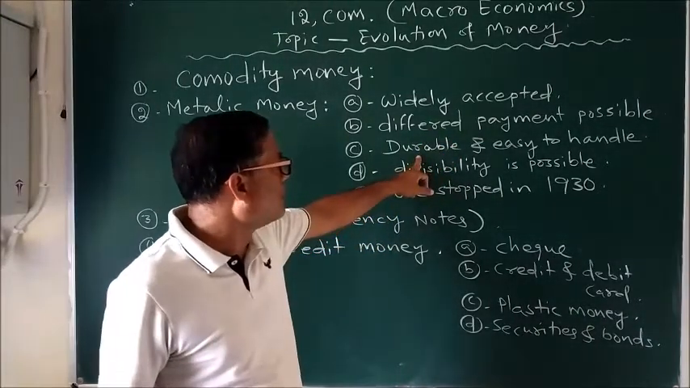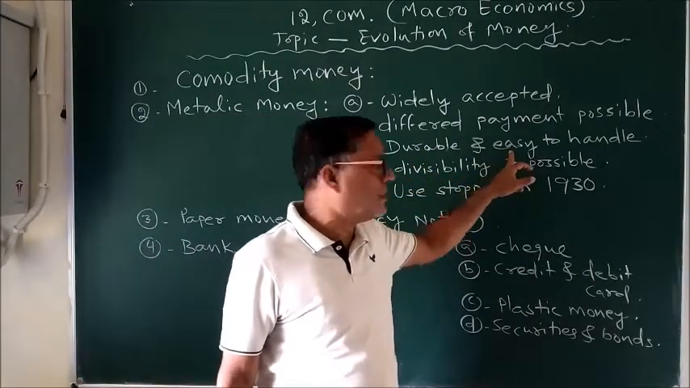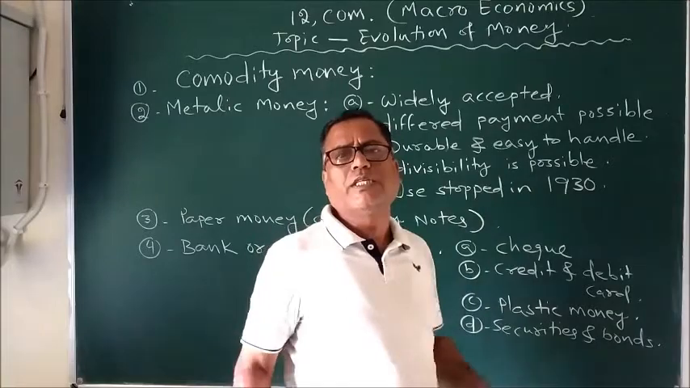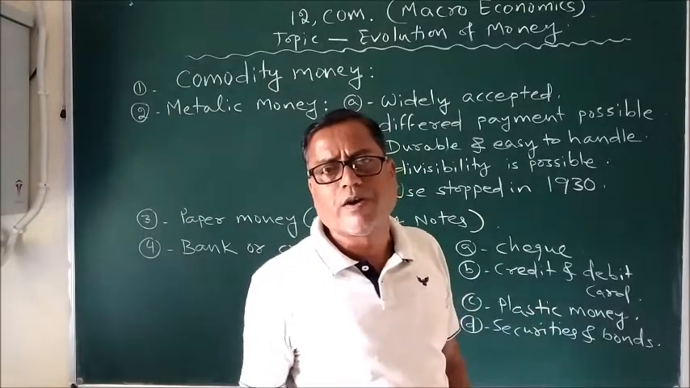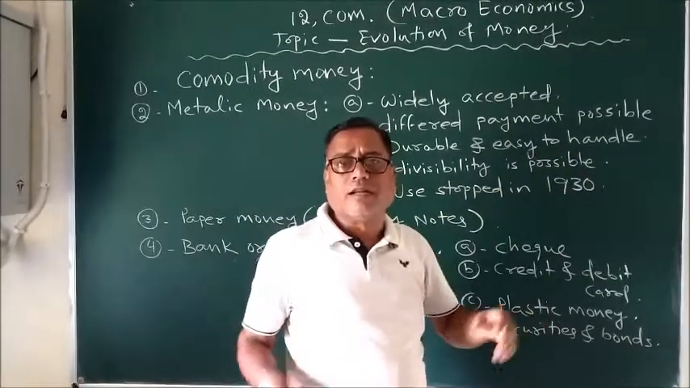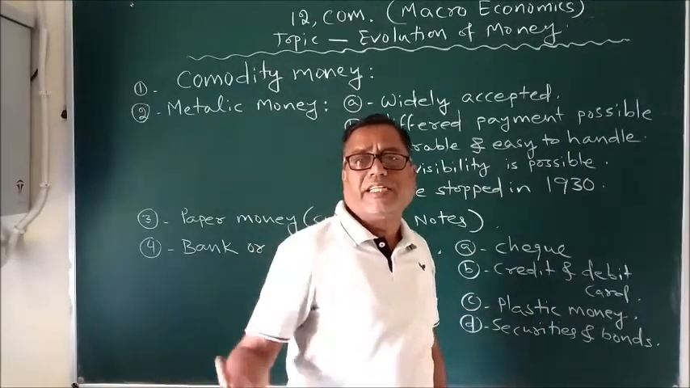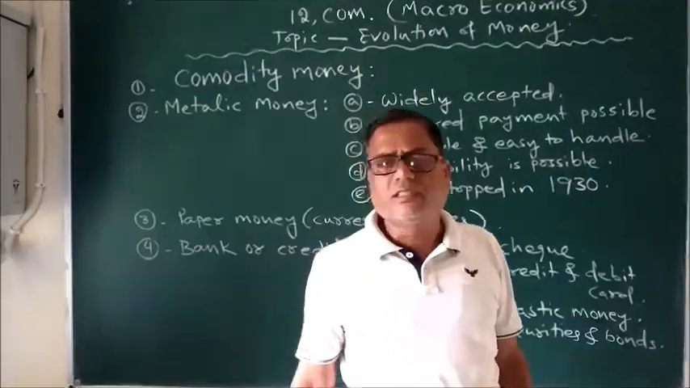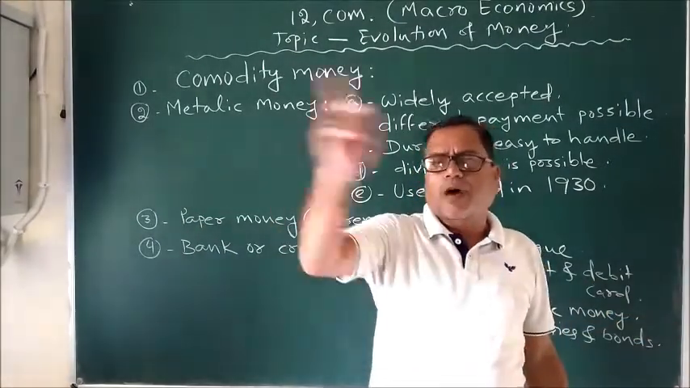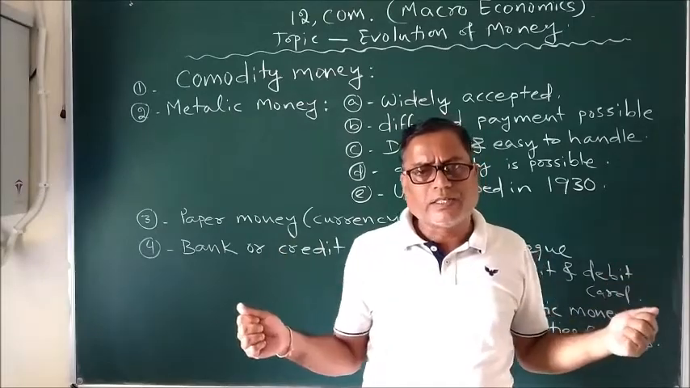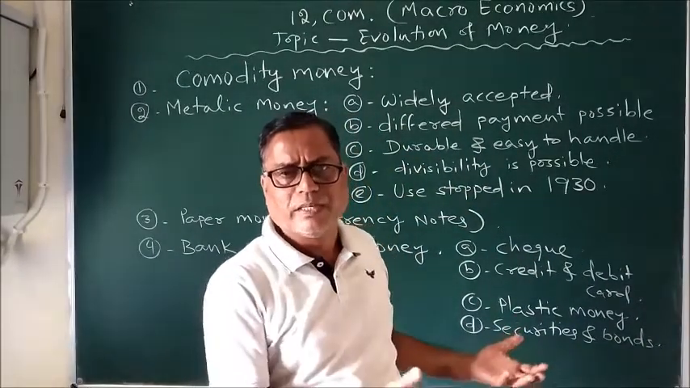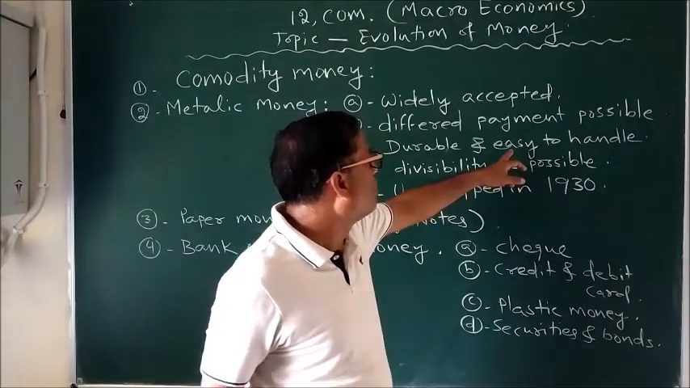And the third point is durable and easy to handle. Durability means it must not lose its quality or want satisfying power for a longer period of time, and it must be easy to handle. For example, suppose we are treating cows as money, then thousands of cows are quite difficult to manage, but thousands of gold coins we can put safely in our house, so it is easy to handle.